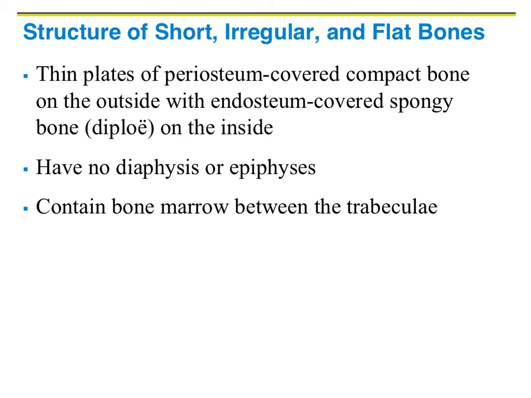Now let's talk about the structure of short, irregular, and flat bones. Unlike long bones, short, irregular, and flat bones have no diaphysis or epiphyses. They contain thin plates of periosteum, which cover compact bone, and endosteum that covers spongy bone on the inside. The spongy bone is referred to as diploe. Short, irregular, and flat bones also contain yellow marrow. It's found between the trabeculae.